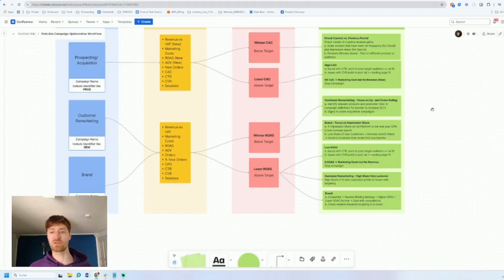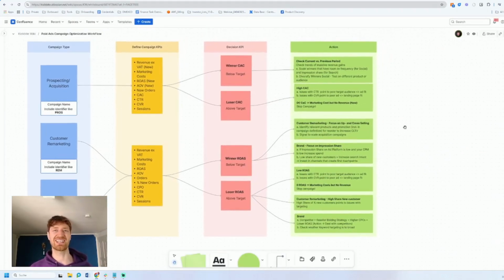Now we go to step 4, deriving actions and digging a bit deeper into those campaigns where we see great signals. What do we do? When do we scale? And where we see bad signals? Let's take the next step.